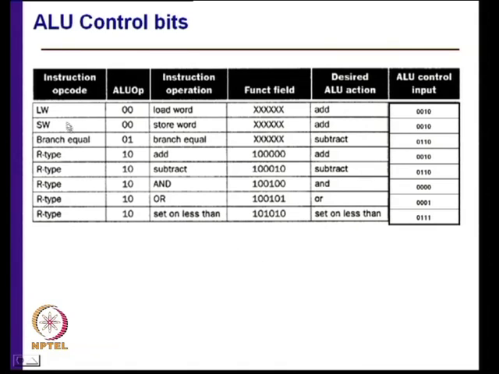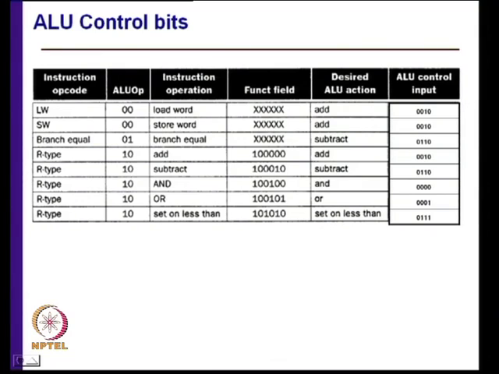So you can see for different instruction codes, the ALU opcode generated by the main control unit is shown here. It can be 00, 01, or 10, so three values depending on the different instructions: load, store, branch equal, and R type. So we have restricted to register type instructions, load and store, and branch if equal. Obviously, this is not the complete instruction set. So we have restricted to a subset to generate the control unit.